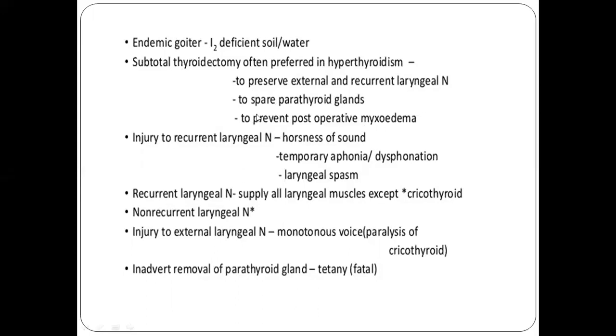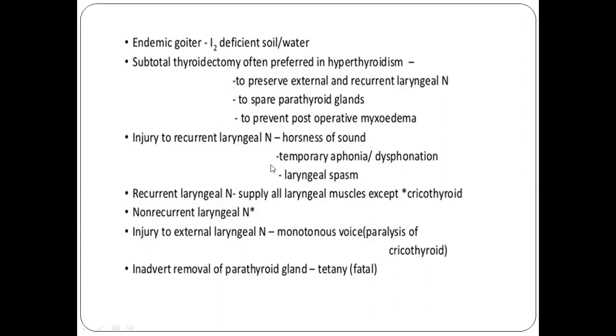So during thyroid removal, if the thyroid gland is too much enlarged, we will remove most of the thyroid gland, but we leave a chip of tissue behind to preserve the nerves, to preserve the parathyroid gland, and to prevent hypothyroidism in the patient. So injury of the recurrent laryngeal nerve: when a nerve is damaged, hoarseness of the voice will occur.